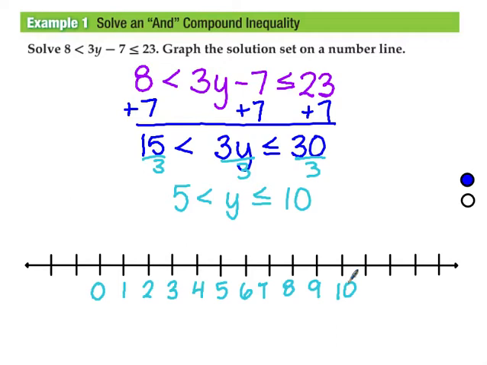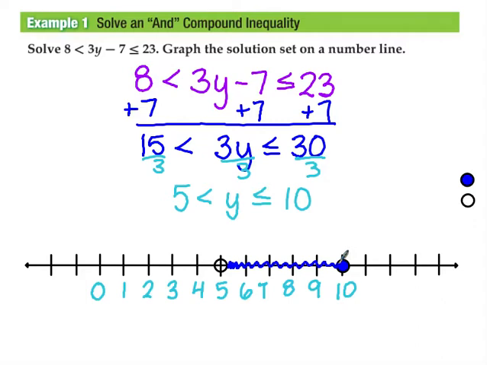So in looking at that, what type of circle would be at 5? Open. Why is it open? Because it's not equal to. So there's your open circle at 5. What type of circle at 10? Closed. And so in this situation, I'm just going to shade in between both of those. And there you go. Now that's the nice ones with and.